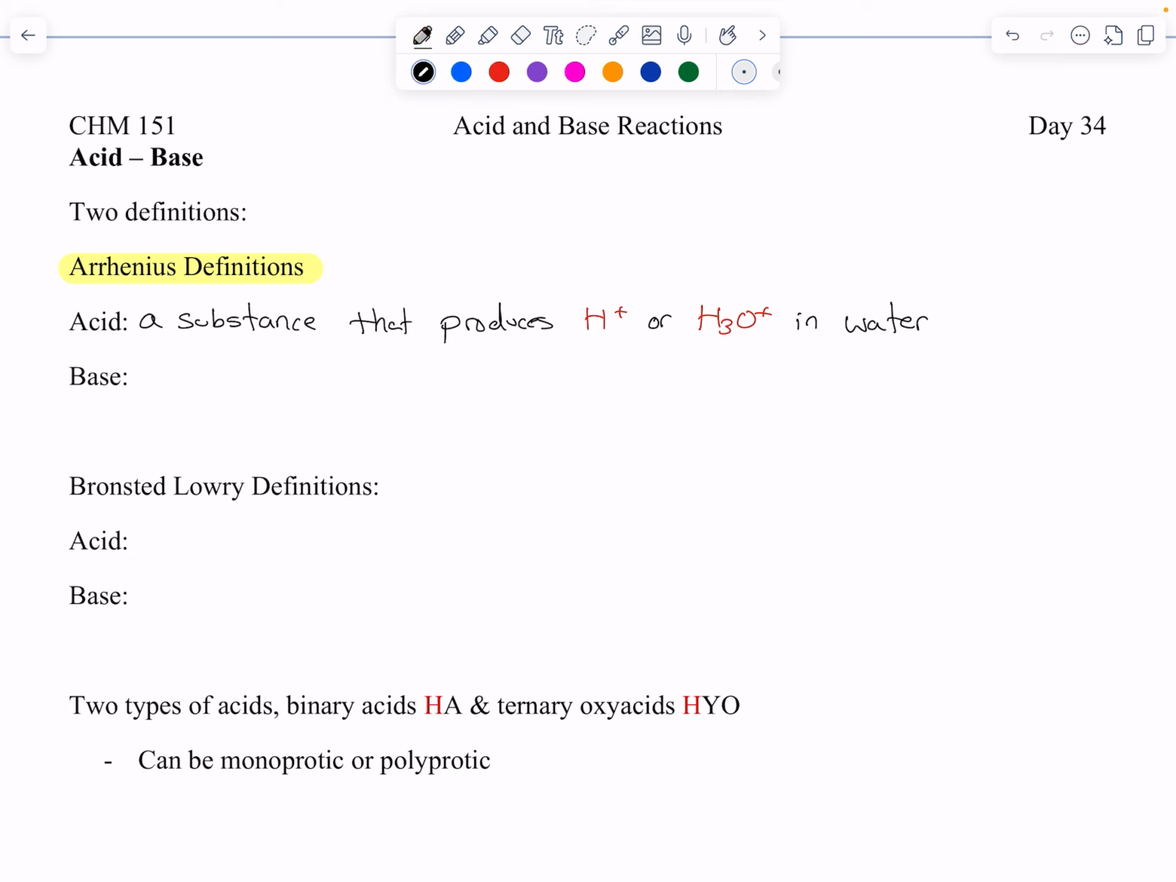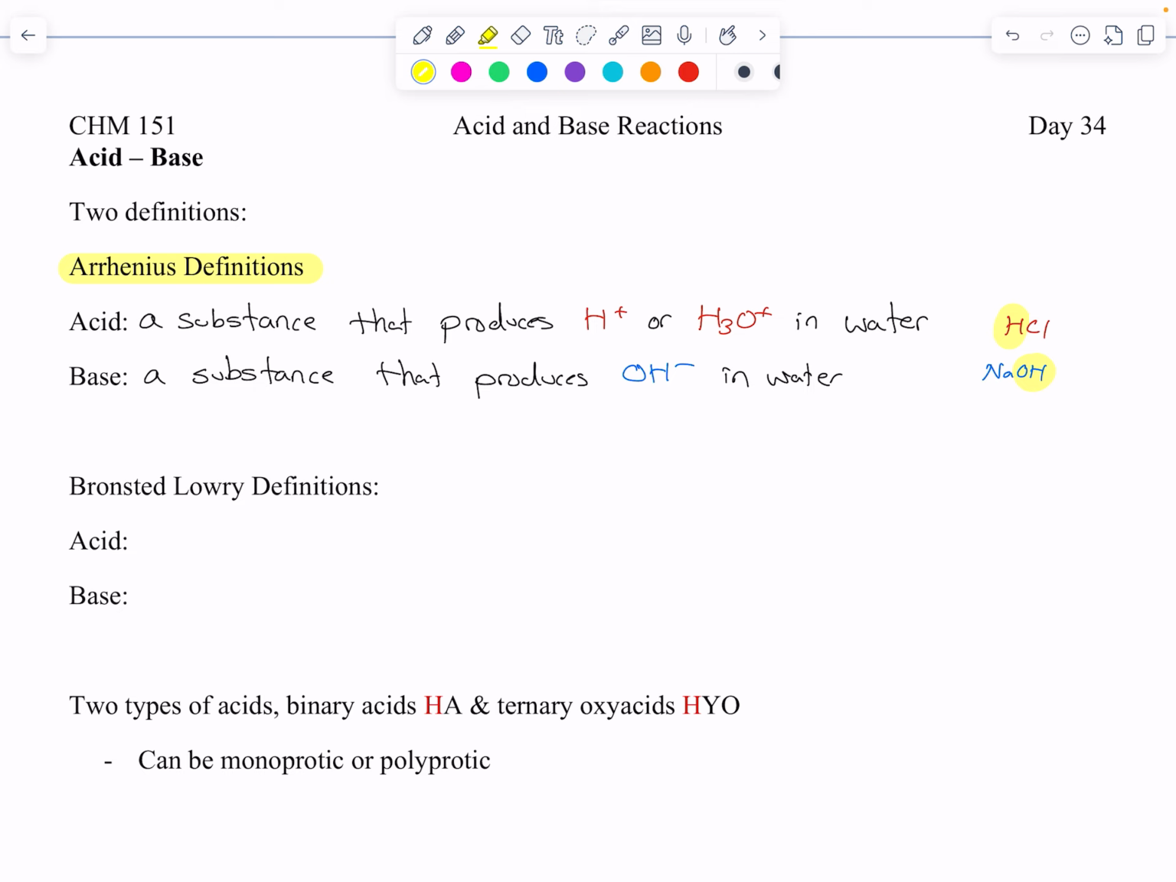A base is a substance that produces OH minus, hydroxide, in water, in aqueous solution. Your common acid would be HCl, and a base, NaOH. The reason it's an acid is the H out front; the reason it's a base is the OH, a metal hydroxide. And so that's the Arrhenius definition. That's the first Chem 1 definition we do.